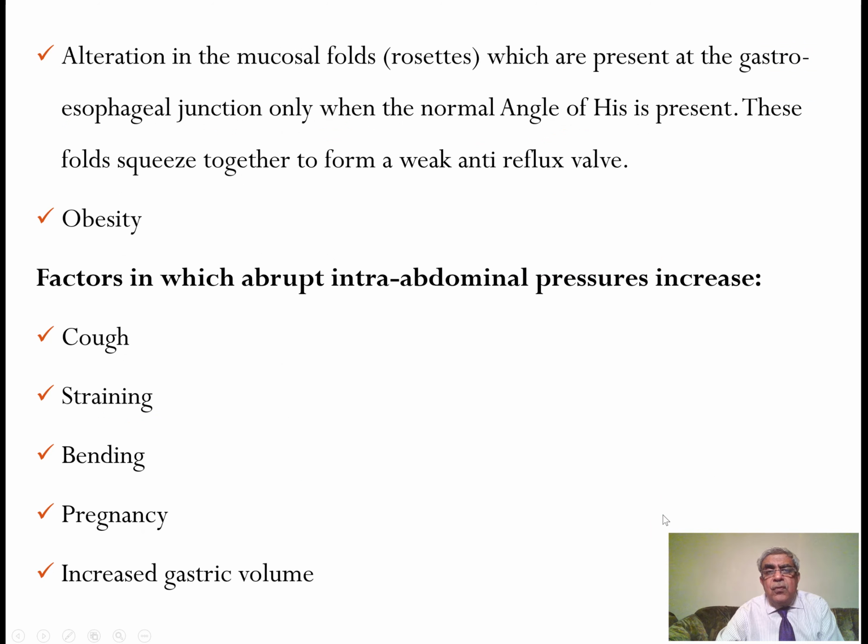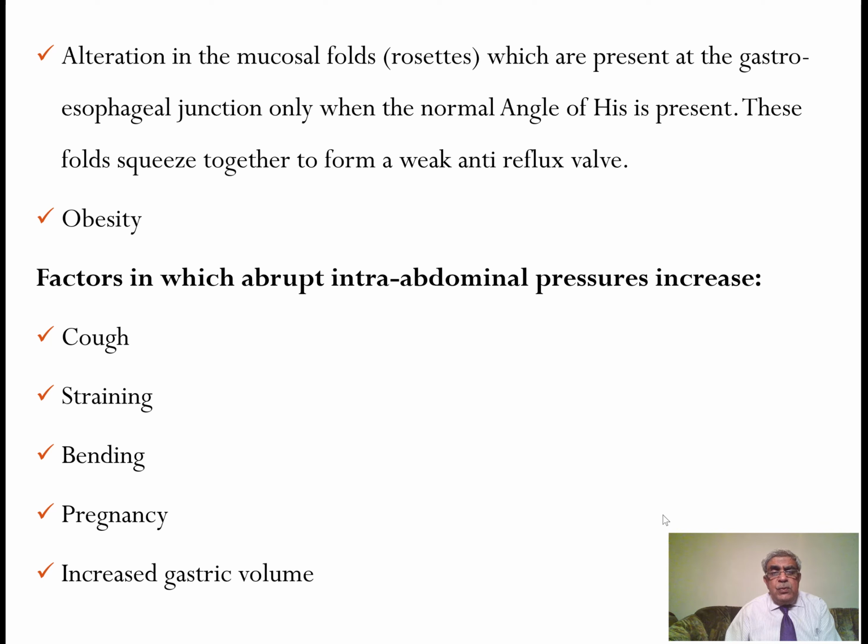Alteration in the mucosal folds, that is mucosal rosettes, which are present at the gastroesophageal junction only when the normal angle of His is present. These folds squeeze together to form a weak anti-reflux valve. Again, obesity disturbs all the process. Obesity causes decrease in the elasticity of the muscles, so it's a very important cause.